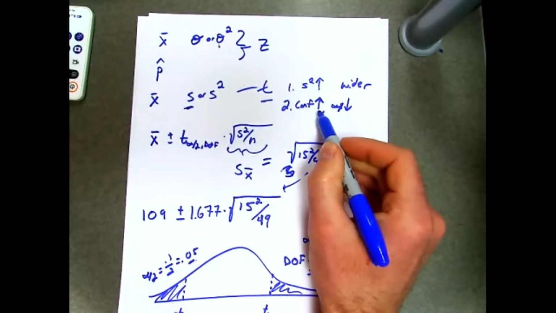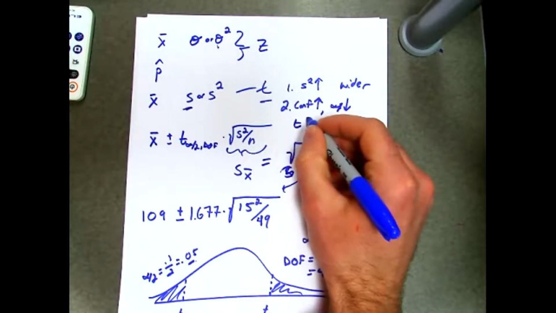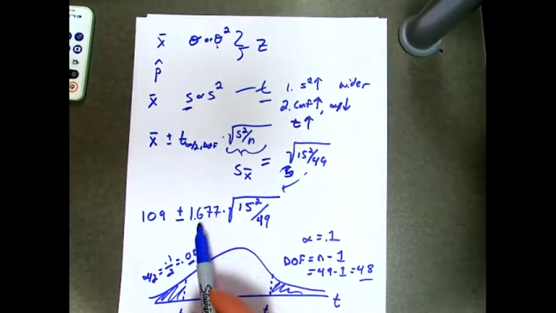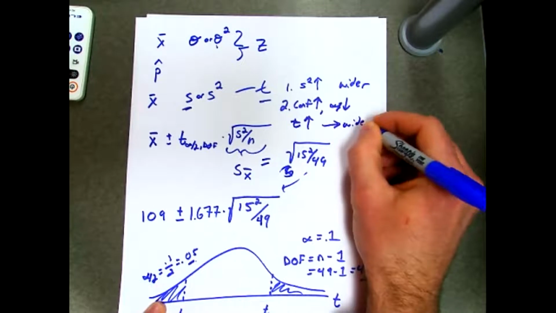So if I want to say something with a higher level of confidence, alpha is going to go down, which means that this t value is going to go up, which means what happens to my confidence interval? It gets wider.